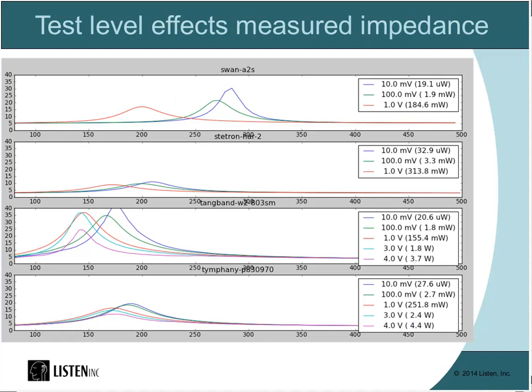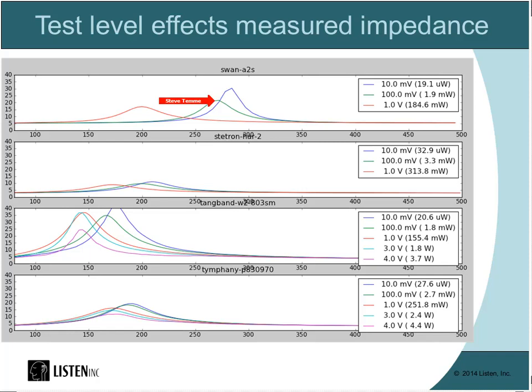So here's an example that a customer sent me of 4 different types of loudspeakers of varying performance. And you can see, if we just take the first one here, at 10 millivolts, we're getting roughly a resonant frequency around 280 hertz. And the Zmax is roughly around 30 ohms. And as the level increased by 6 dB, a factor of 10, look at the dramatic shift here.